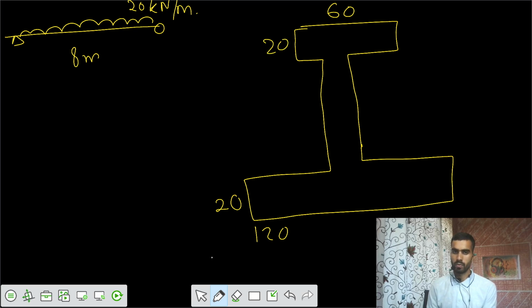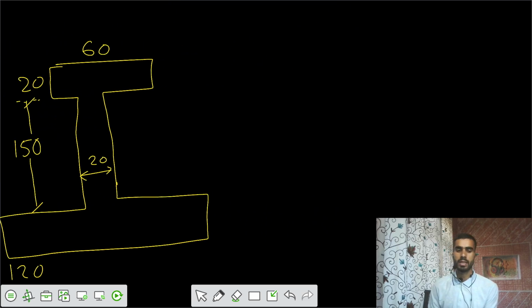and the depth of that web equals to 150. This is 150. So this is also 20. This is also 20. So based on this fact, I would say this is an unsymmetrical I section. So I need to solve for the location of neutral axis.